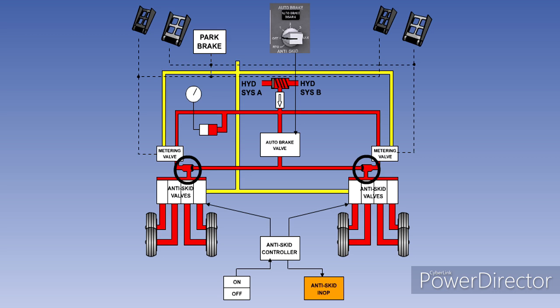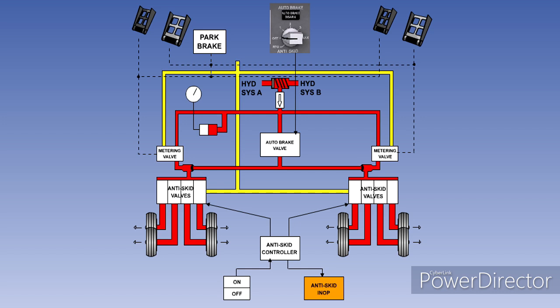There are shuttle valves placed between the manual and auto brake systems. These will move across to allow whichever system is supplying the highest pressure to supply the brakes. The hydraulic fluid from the brake metering valves, or the auto brake valve, passes freely through the anti-skid valves to the brakes, unless an incipient skid is sensed by the anti-skid system. Wheel speed transducers mounted in the axles transmit wheel speed inputs to the anti-skid control unit. Each wheel is provided individually with anti-skid protection.